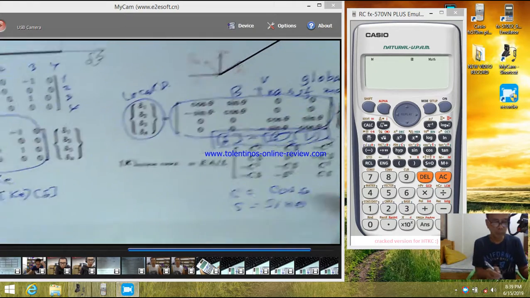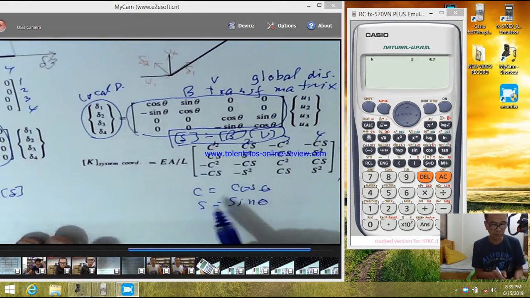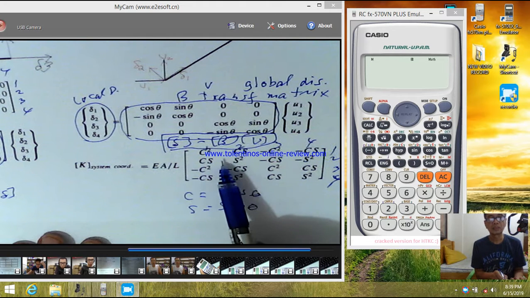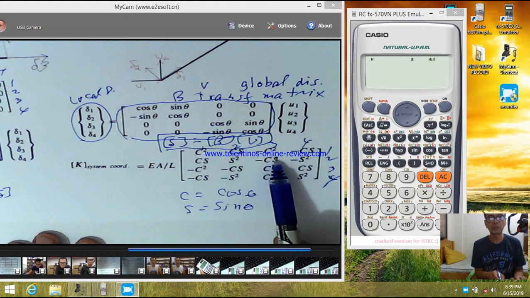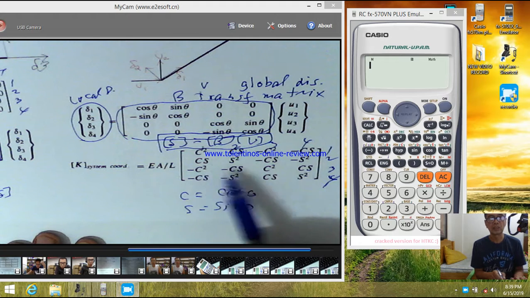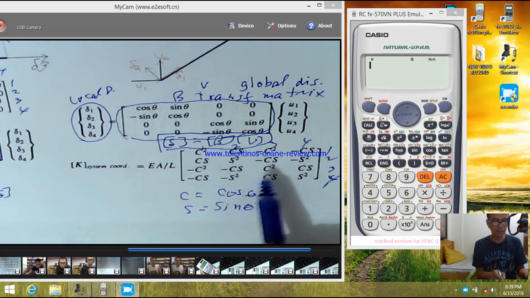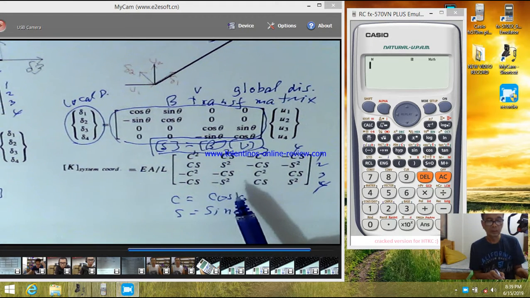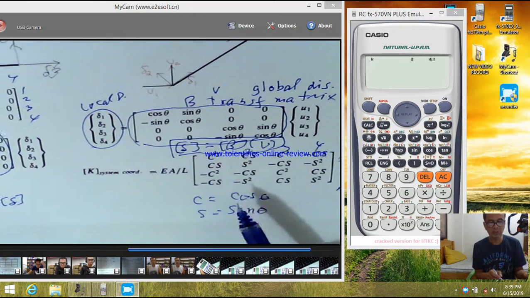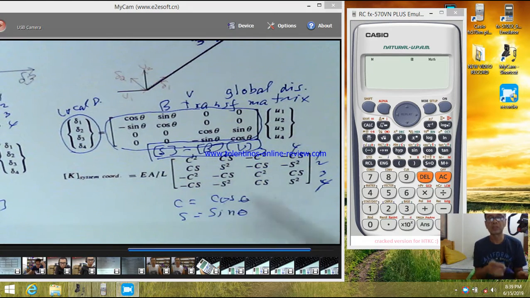Yung K na yan, ito, derived na siya, ito yung formula. EA over L, C squared, CS, negative C squared, negative CS, and so on. Okay, so ito yung formula natin. Ngayon, i-apply natin to sa mga problems para maintindihan.